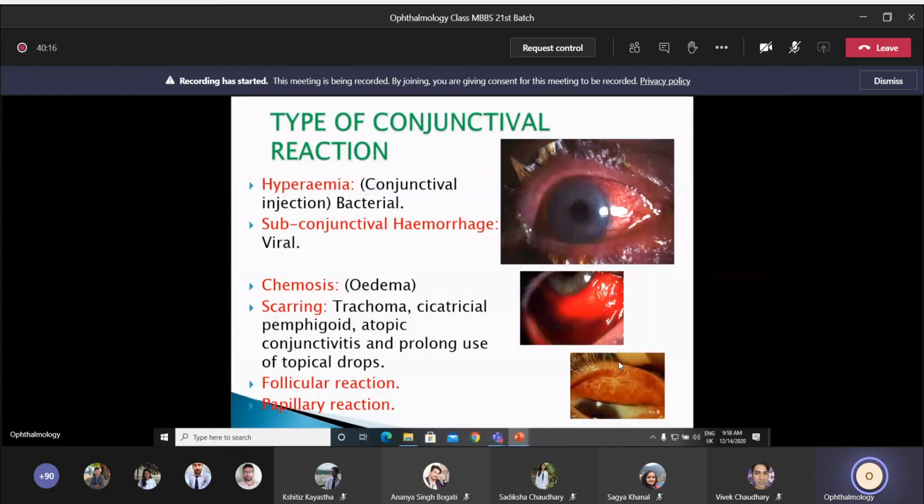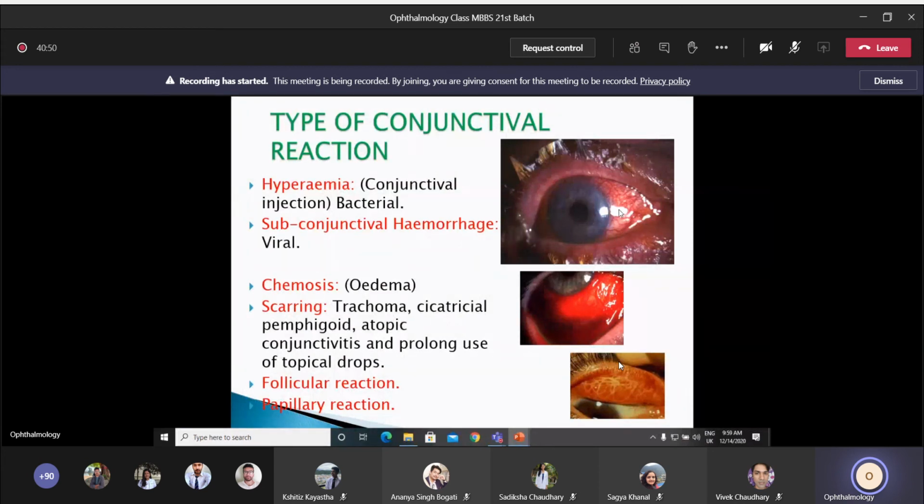Another important thing is the conjunctival edema, which is also known as chemosis. Here you can see some amount of swelling in the bulbar conjunctiva, and it looks bulged out. So that is the chemosis. Another important thing usually seen in the palpebral conjunctiva is scarring, as you can see in the last slide here. That is usually seen in trachoma, atopic conjunctivitis, and prolonged use of some topical drops. So this is scarring.